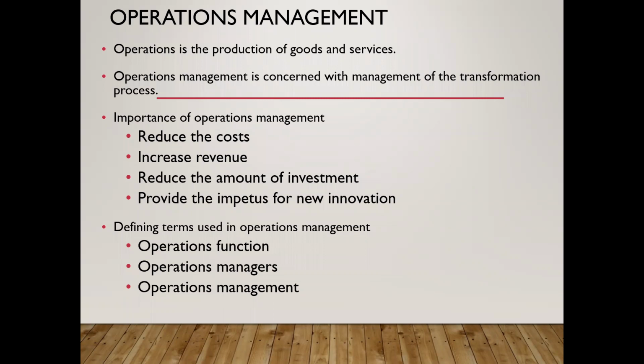One key importance is that it reduces the costs of production. So cost here in the sense that we are able to manage waste efficiently, and we're able to schedule production in such a way that we reduce the cost of production. So inputs that are used for the production process or the transformation process, we're able to plan effectively and make judicious use of the inputs or the resources and use time and resources effectively.